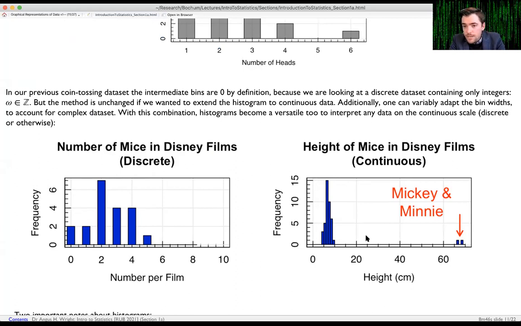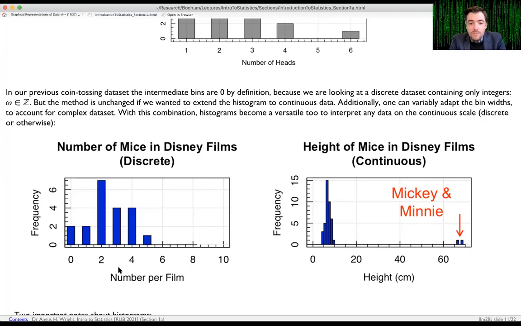Whereas if you look at the heights, there's a distinct population of mice that have heights less than 10 centimeters, which is what I would say is arguably normal for a mouse. And then you have these two freakish outliers of Mickey and Minnie, who are both over 65 centimeters tall.